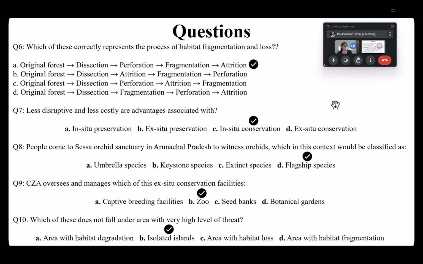Because they are not disruptive and they are very less costly as compared to the setting up cost of an ex situ conservation. Next is people come to Sessa Orchid Sanctuary in Arunachal to witness orchids. So if humans are coming to witness something, it's a flagship species.